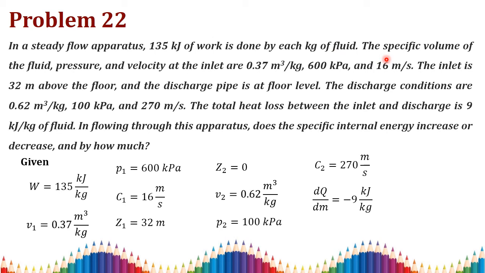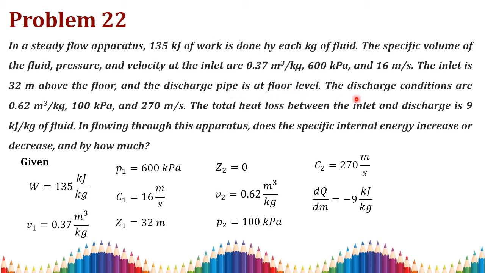Then the specific volume of the fluid, pressure and velocity at the inlet are, first one is the specific volume, that is V1 is 0.37 meter cube per kg, and P1 is equal to 600 kilopascal, and C1 is 16 meter per second. Then the inlet is 32 meter above the floor. So the datum level is given: the inlet is 32 meter above the floor, and the discharge pipe is at the floor level. When measuring from the floor level, the datum at the exit pipe will be kept at 0.